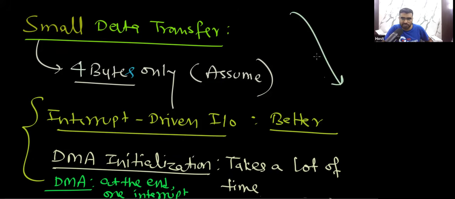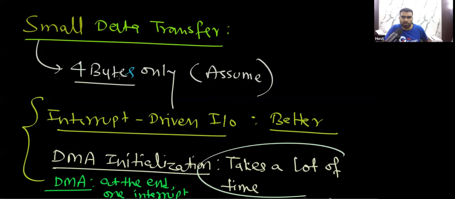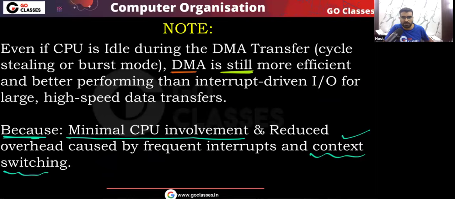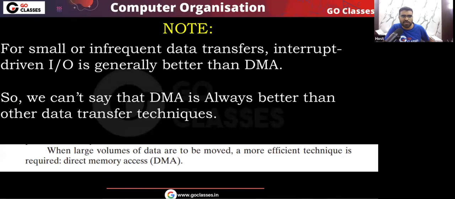The CPU will tell the DMA what the source address register is, what the destination register is, what the mode of transfer is, what the word count is, everything. This is called DMA initialization, and it will take a lot of time. Also, when the data transfer is complete, DMA will send an interrupt signal to the CPU. So if you have small data transfer, interrupt driven IO is actually better. Is this clear? For small data transfer, interrupt driven IO is better, and for a large amount of data, direct memory access is better.